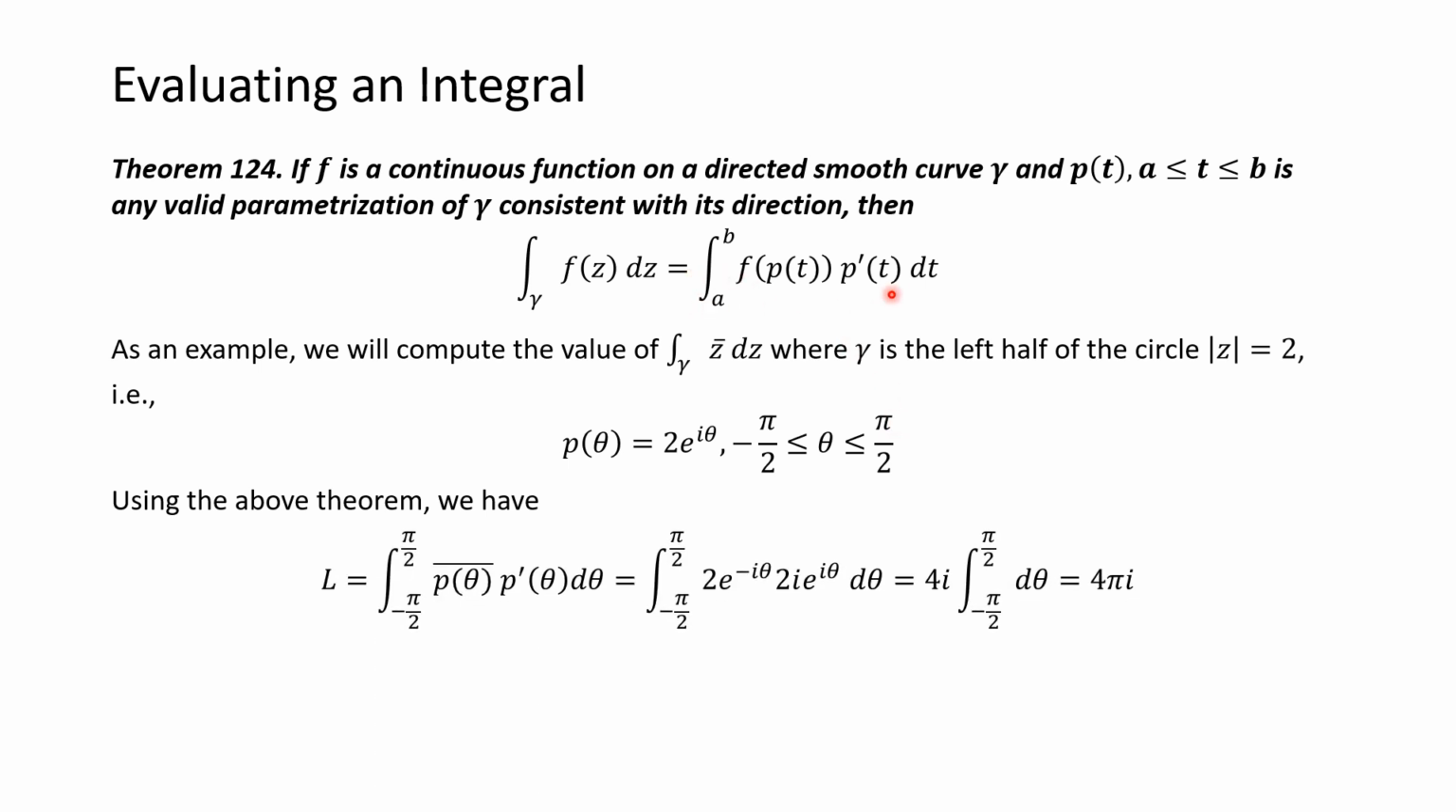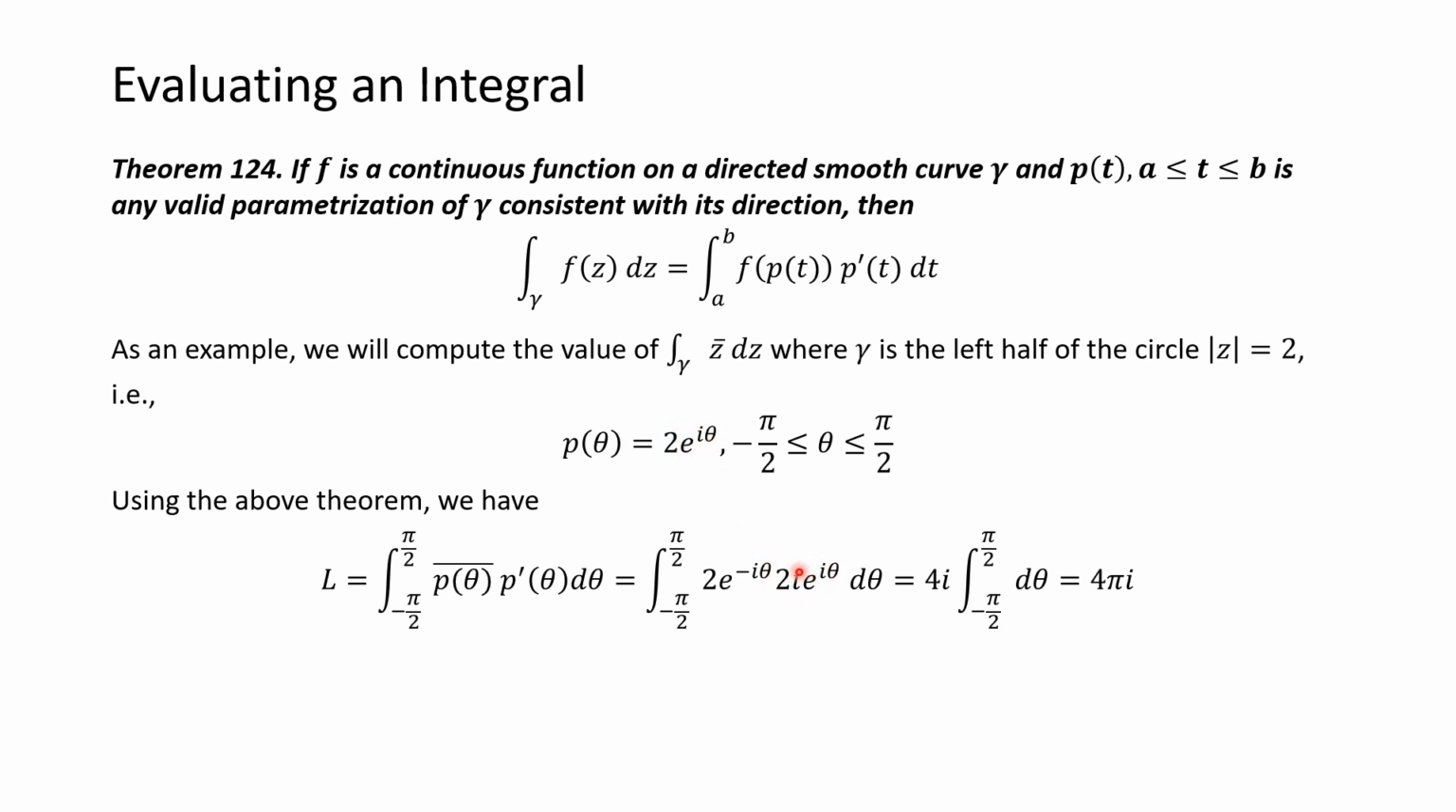So we use our formula here. We put in minus pi over 2 to plus pi over 2. The conjugate of p of theta is 2 minus i theta. The derivative of 2i theta, using the chain rule, is 2i e to the i theta.